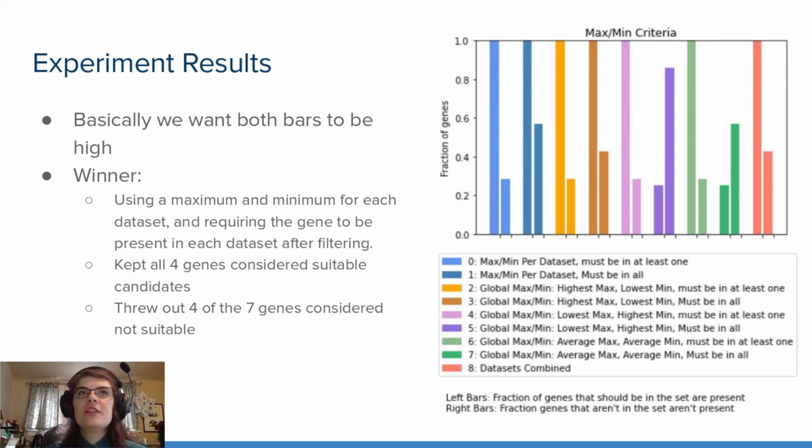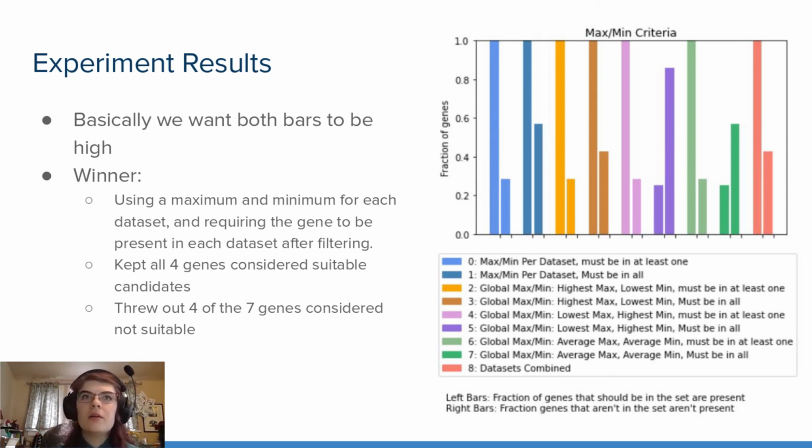Here are the experiment results. There were several different experimental conditions, I think 9 different conditions. I'm bad at counting. I'm happy to talk more about this, but the big takeaway is that the second one here is the winner. This would be using a maximum and minimum range, so grabbing the range for each data set.